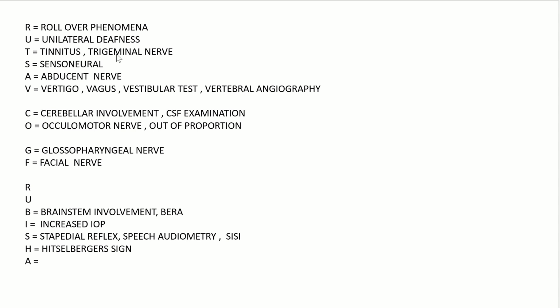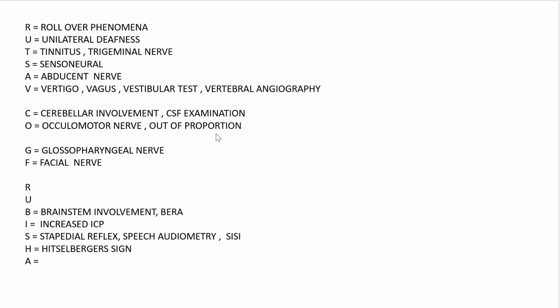And the examination that we have to do in case of acoustic neuroma is CSF examination. We do this to see the increased protein content in the cerebrospinal fluid. So that happens in the case of acoustic neuroma. After that, O stands for oculomotor nerve. As I said, abducens and oculomotor involvement lead to diplopia. And then O for out of proportion.